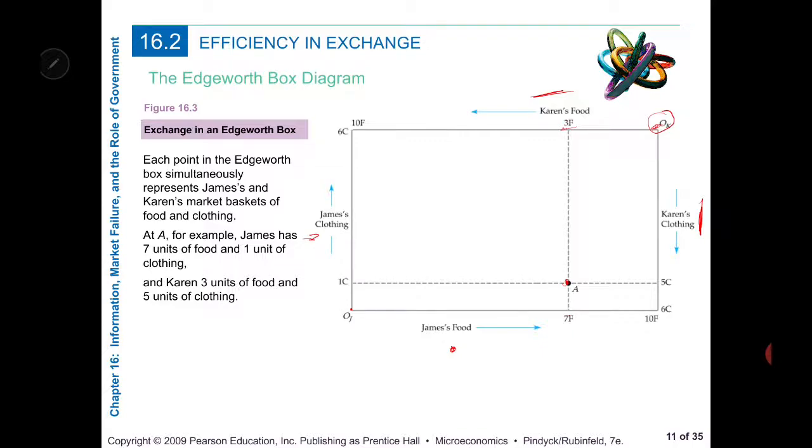So A is the initial point that shows the two persons' consumption and efficiency later on, with two products. So you have two persons and two products.